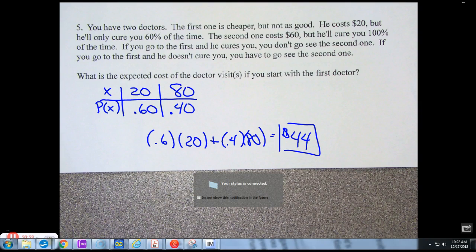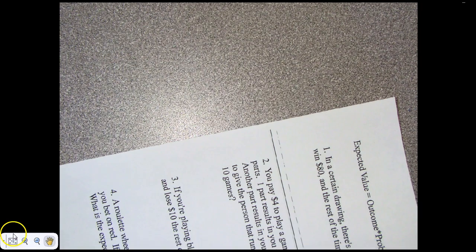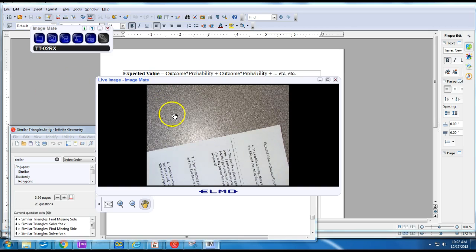There's a 6.4 percent chance of not being cured if you went to the first one 3 times. So that's 0.4 to the third, and 1 minus that? Yeah.